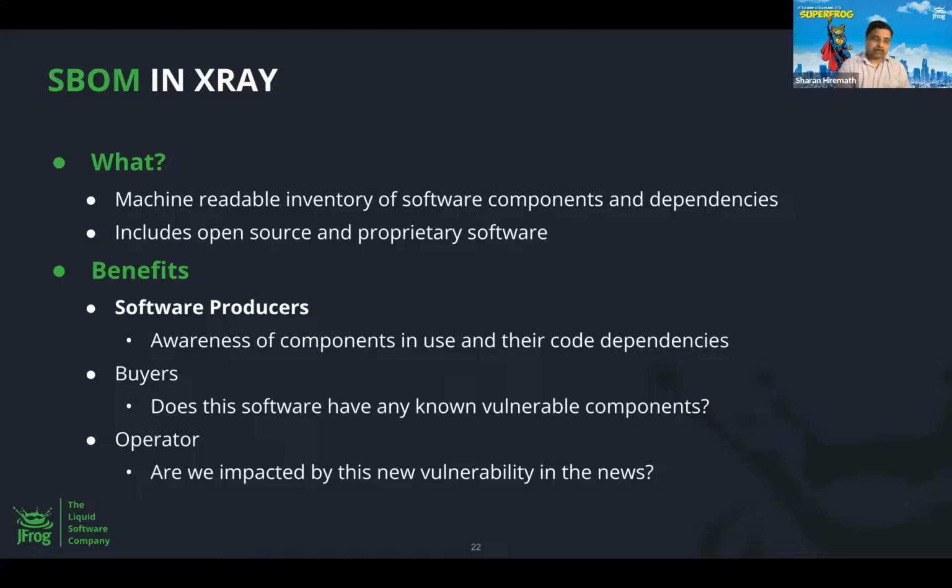If you think about it, there are three different personas that are part of this ecosystem: software producers, software buyers, and software operators. Software producers are obviously the persona that we are addressing with this release. We want to make sure you have an awareness of the components that are used and their core dependencies. That's exactly what we are going to be presenting in the SBOM in the first version.